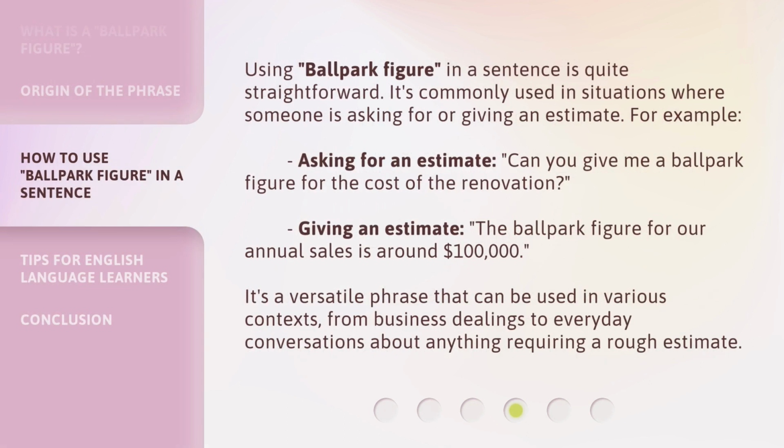Using ballpark figure in a sentence is quite straightforward. It's commonly used in situations where someone is asking for or giving an estimate. For example, asking for an estimate: Can you give me a ballpark figure for the cost of the renovation? Giving an estimate: The ballpark figure for our annual sales is around $100,000. It's a versatile phrase that can be used in various contexts, from business dealings to everyday conversations about anything requiring a rough estimate.